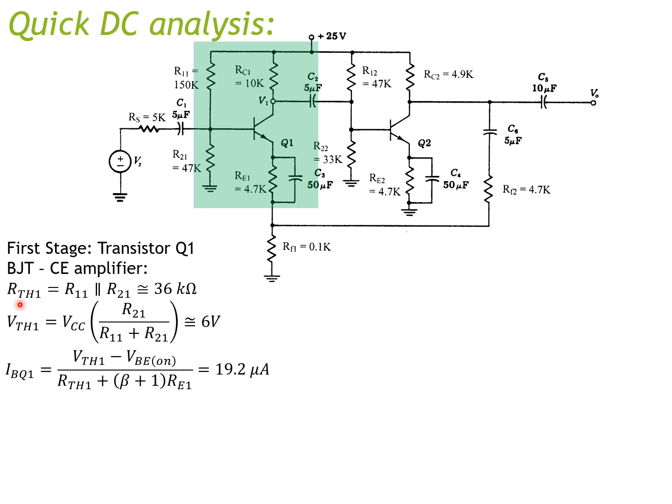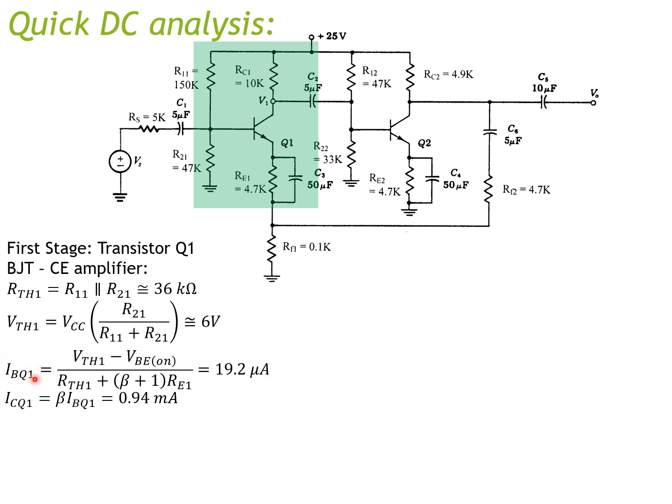So now knowing R-Thevenin and V-Thevenin, what you want to do next is figure out the quiescent base current. In order to do that, you set up a loop analysis in this loop. After doing the loop analysis, you can figure out the expression for your quiescent base current to be V-Thevenin 1 minus VBE on, over RTH1 plus (beta plus 1) RE1. The result will give you 19.2 microamperes.